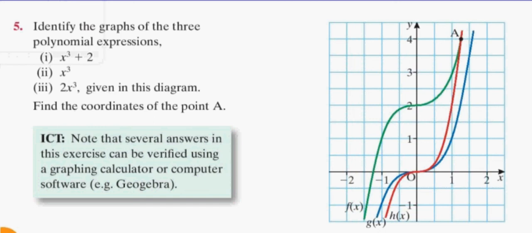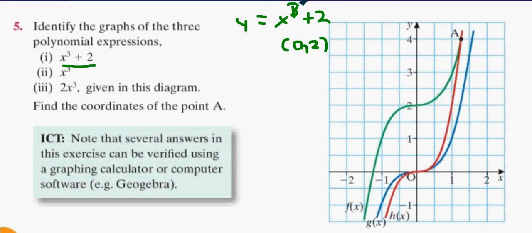Here's what I do in your case. I find out which graph is which first. Now, would everybody agree that the green graph has to be x cubed plus 2? Why? If you replace x with 0, what's the y value? Alright, so we verified that's the green graph.